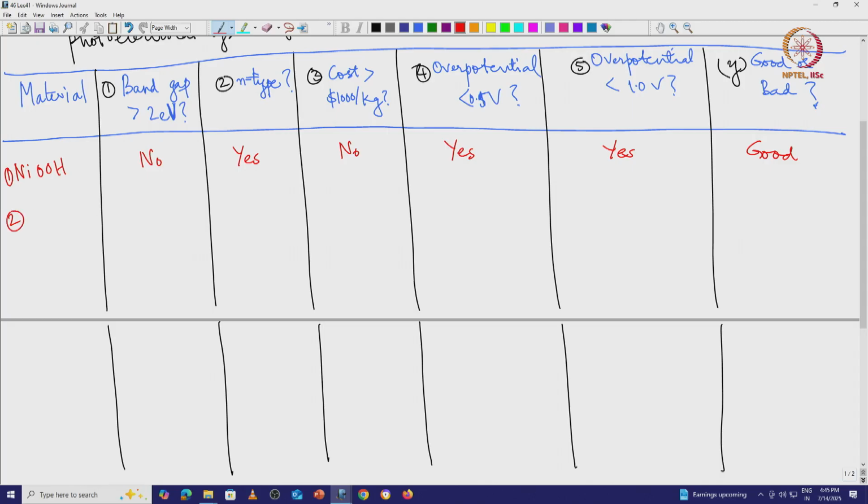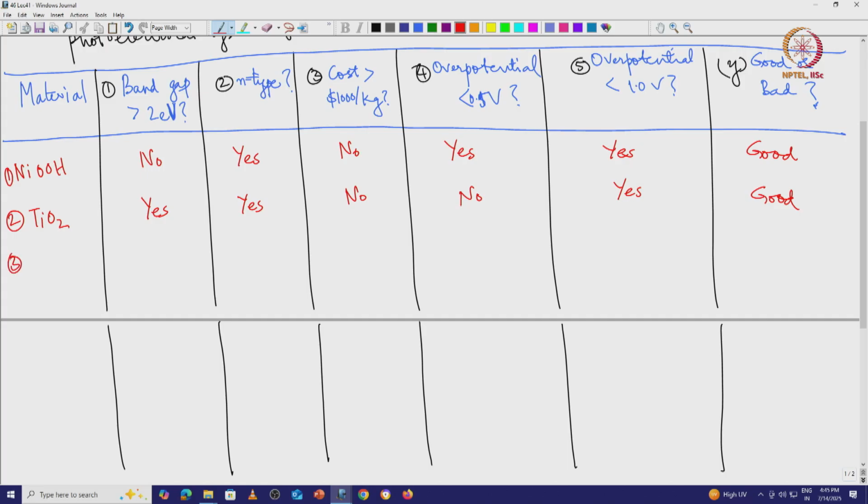Then we are looking at something known as titanium oxide, TiO2. This has a band gap greater than 2, is an N type semiconductor, cost is low, over potential is not less than 0.5, but it is less than 1, and it is a good photoelectrocatalyst as well.